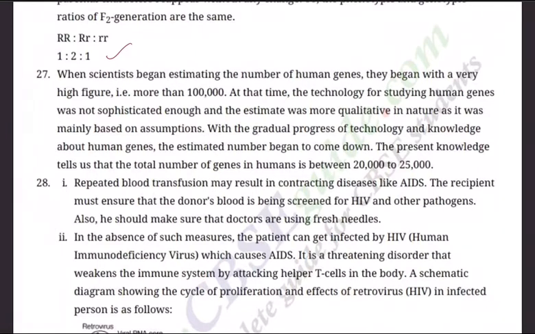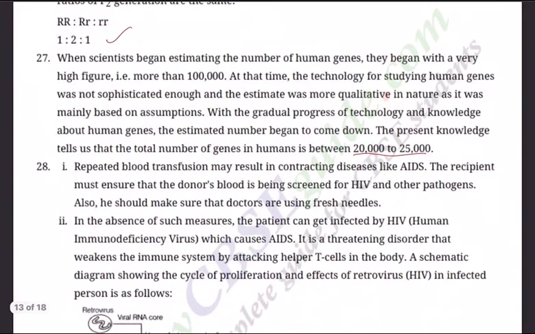At that time, the technology for studying human genes was not sophisticated enough, and the estimate was more qualitative in nature, as it was mainly based on assumptions. With the gradual progress of technology and knowledge about human genes, the estimated number began to come down. The present knowledge tells us that the total number of genes in humans is between 20,000 and 25,000.